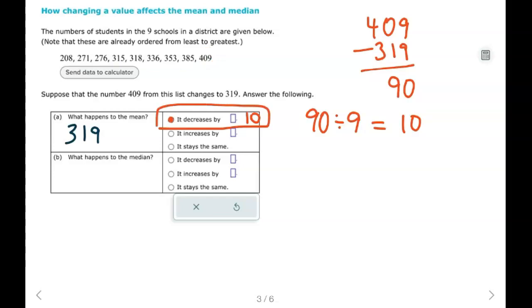All right, then the median, the middle number, here is 318. That's my original median. If the 409 changes to 319, well, that wouldn't be there, but 319 would fit in right here. And so we would still have the same median, same middle number.